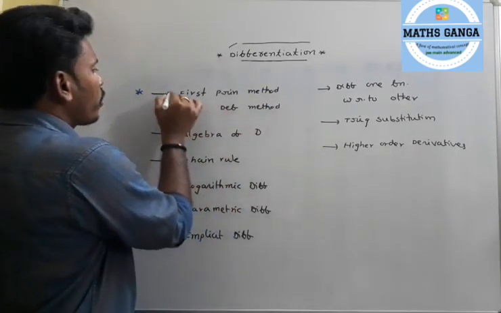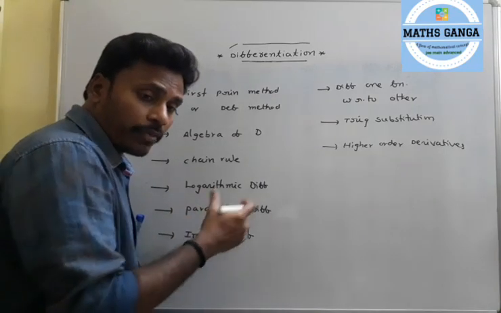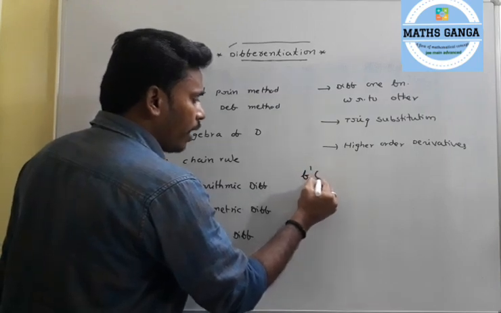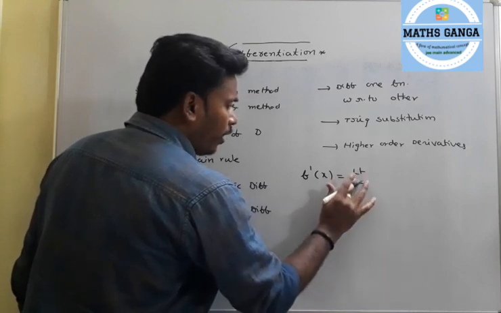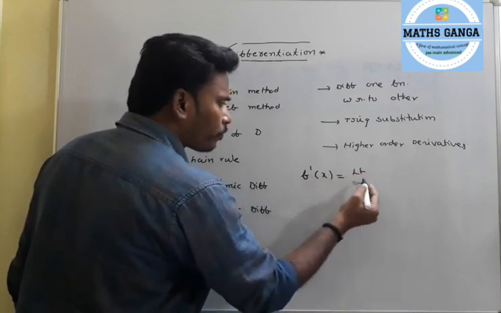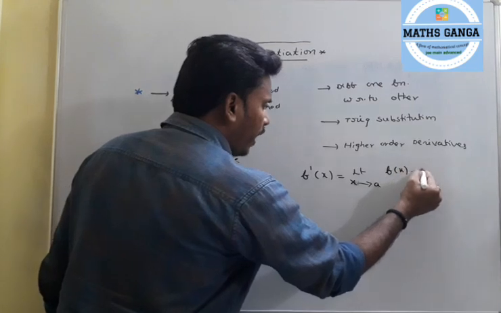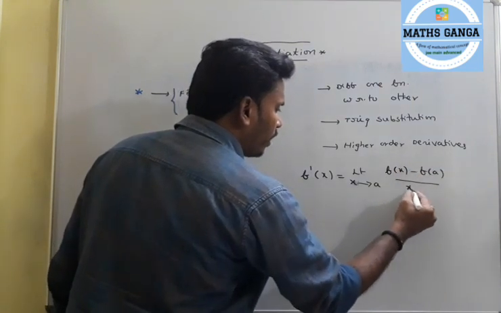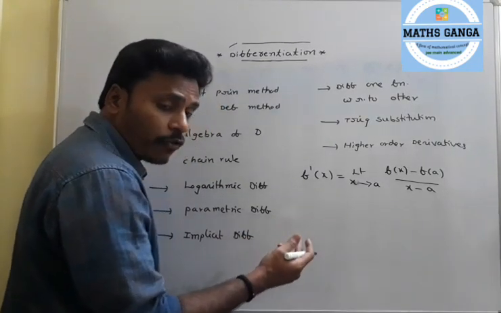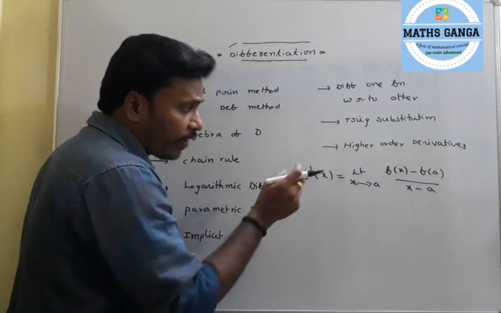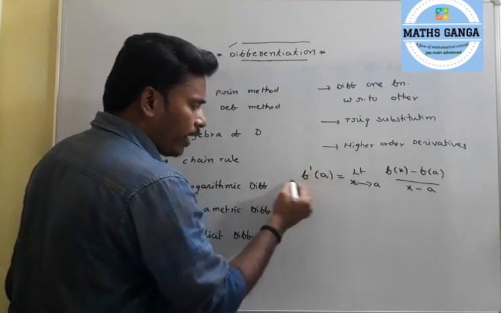Okay, see, what is this first principles method? Usually we developed the concept of derivative just from limits, right? So I am giving the idea: f dash of x is simply nothing but the limit, x tending to a, of f of x minus f of a divided by x minus a. That is, the difference of f in the numerator and the difference of x and a in the denominator. Or you may say it as f dash of a, right?